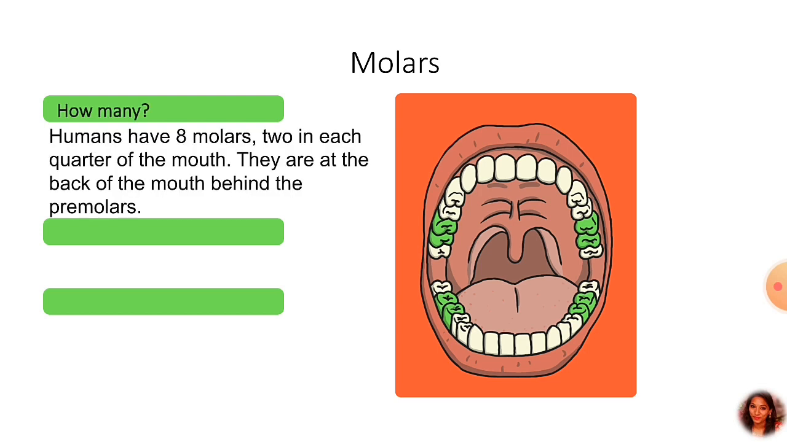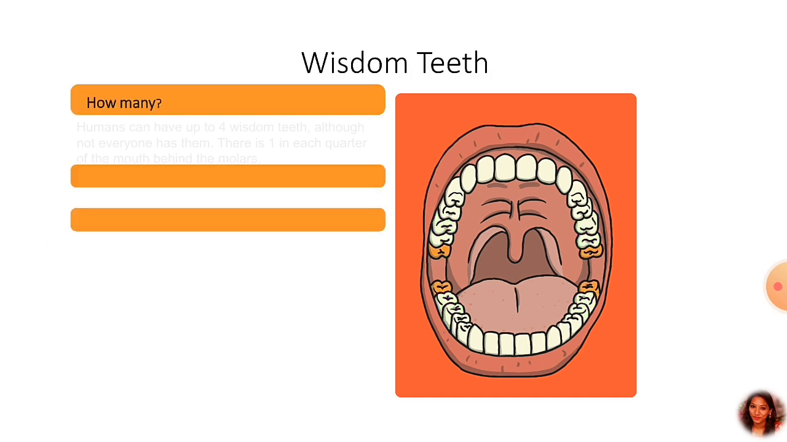Then after the premolars, there are the molars. There are 8 molars, 2 in each quarter of the mouth. They are at the back of the mouth behind the premolars. Their shape is generally larger and flatter as compared to the premolars, and the function is simple, that is the grinding of food.